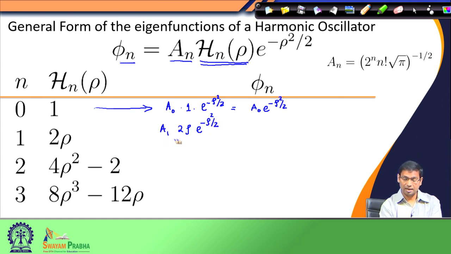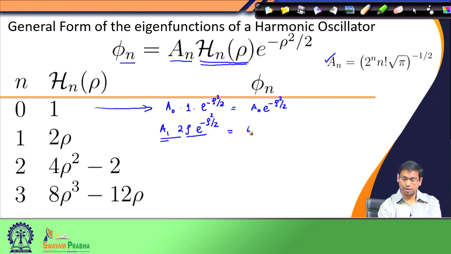So, you see that I still have to get the normalization constant a 1. In fact, by using the properties of Hermite polynomials, there exists a general form of this normalization constant a n, which is given here. You can use the different values of n to obtain the normalization constant, but then you should also be able to normalize any other function. For example, take this rho e to the power minus rho square by 2, which is phi 1, and try to normalize it independently, and you see whether you are obtaining this expression or not.